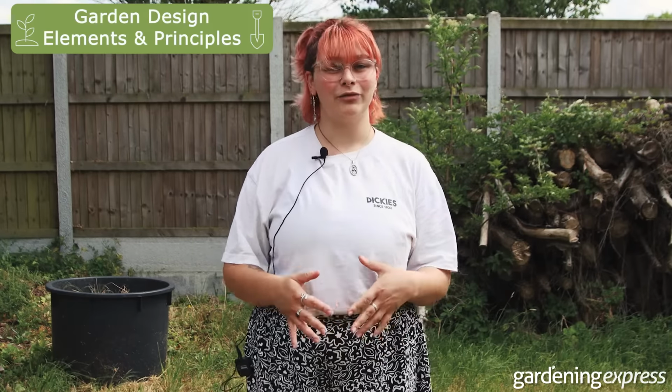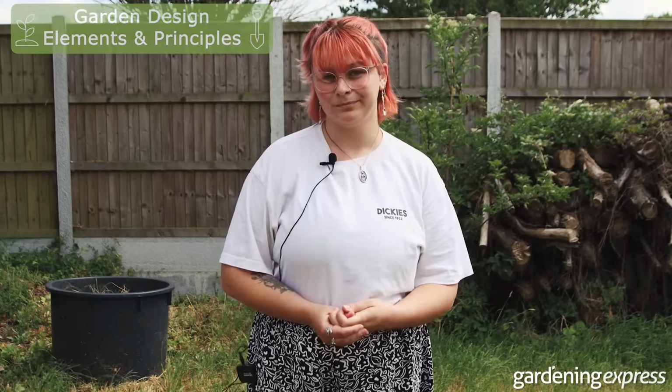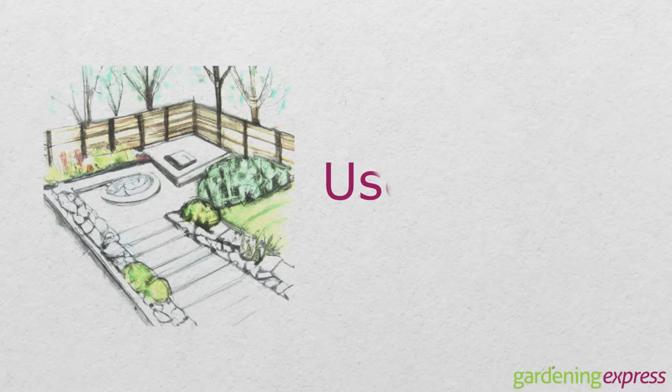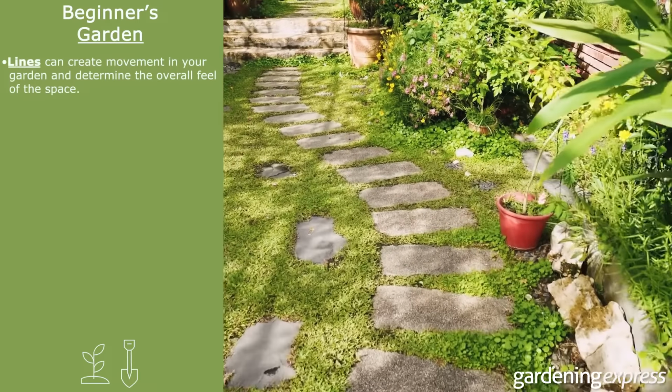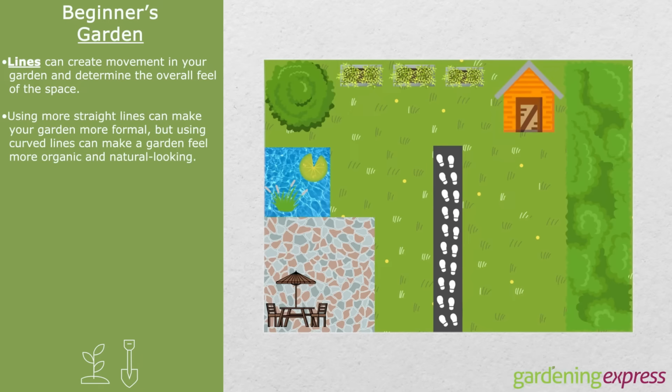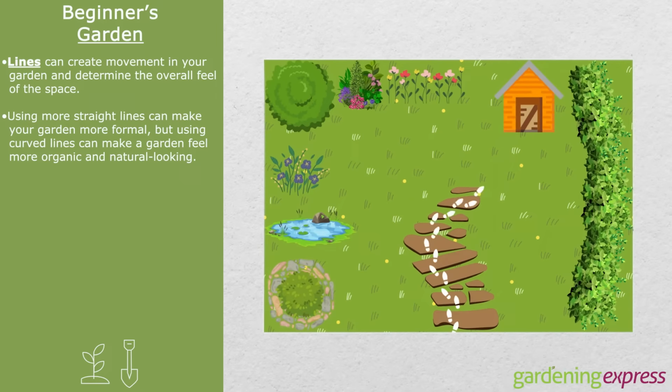So if you watched part 1, then you'll know about undertaking a survey for your garden, and once you've done this, we can start thinking about design elements and principles. The first garden design element to think about is the line. Lines can create movement in your garden and determine the overall feel of the space. Using more straight lines can make your garden more formal, but using more curved lines can make a garden feel more organic and natural looking.